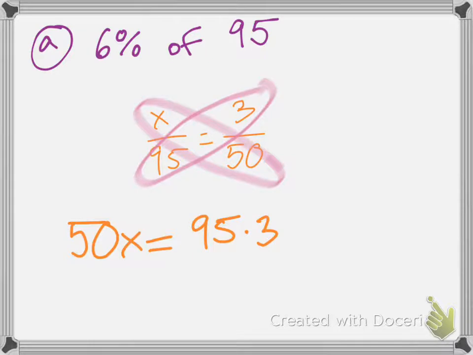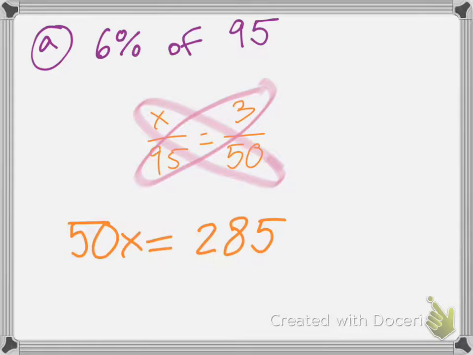And what is my last step to solve this? Well, first I have to multiply that out. Did anybody multiply that out? Lennox, what'd you get when you multiplied it? 95 times 3 gave us 285. And then Lennox, what was your step that you did right there?